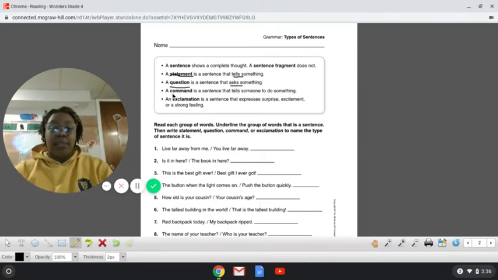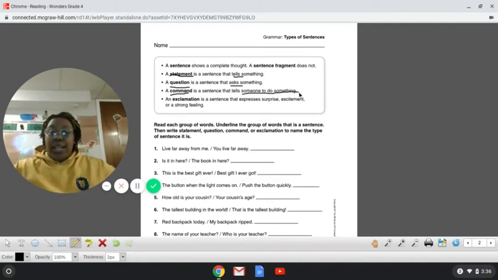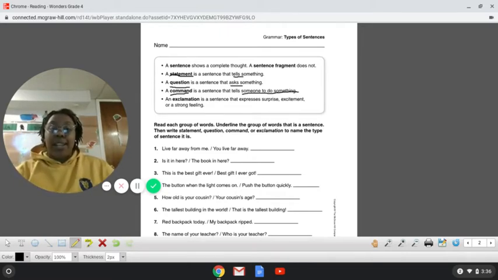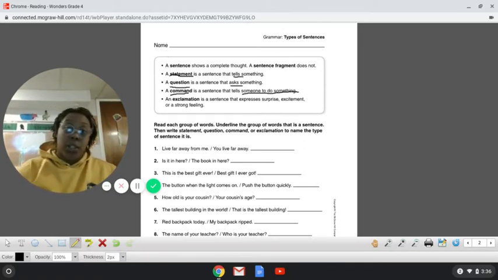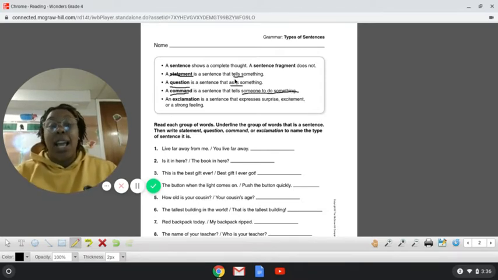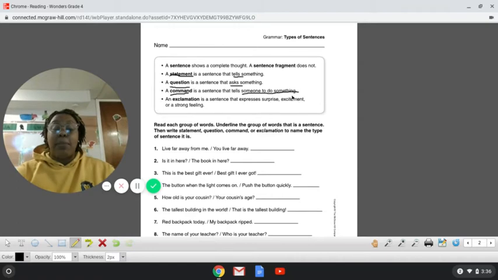Now, a command is a sentence that tells someone to do something. So at school, you might have your teacher say something like push in your chair, pick up your pencil, turn in your homework. That is a command. Or at home, if your parents say clean your room, finish your dinner, brush your teeth, they're telling you to do something. So this is different from a statement that's just telling me something. A command means I'm telling you to do something. It involves some type of action. I want you to do something.